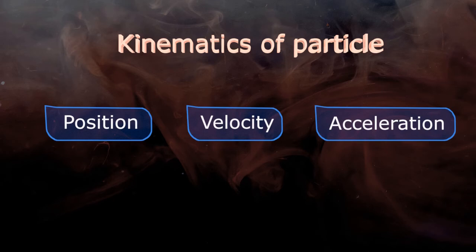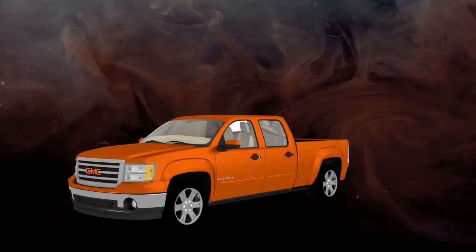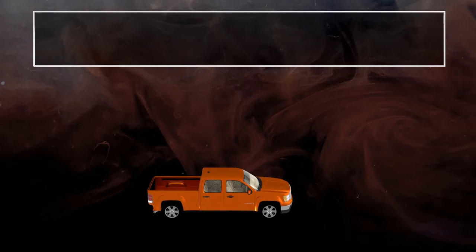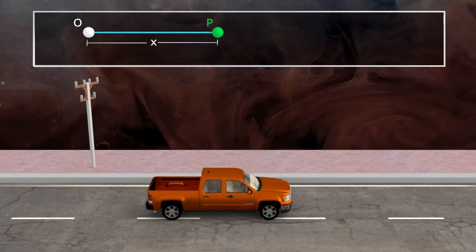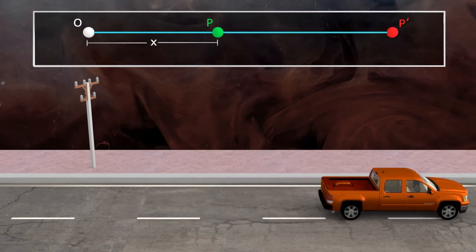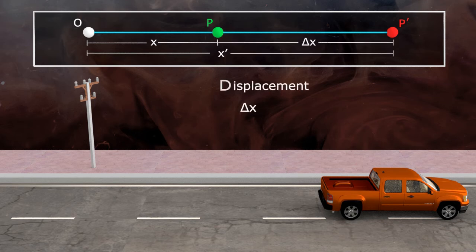At any instant of time, the particle will be at a certain position on the straight line. Let's say this pickup truck is standing at position P and a light pole is considered as a reference point which is at position O. The distance of the vehicle from the pole is x meter. If the truck moves from point P to another point whose distance from origin is x dash meter, then displacement delta x is x dash minus x. The displacement is positive if it is on the right side of the origin and negative if on the left side.